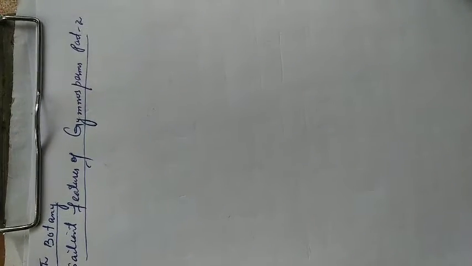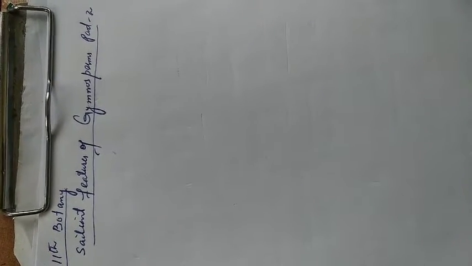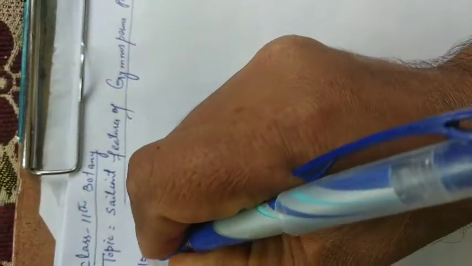In the previous lecture, we discussed 9 features of gymnosperms. Yesterday, we discussed up to secondary growth in gymnosperms. Today, we will take up the reproductive part. That is the 10th feature.